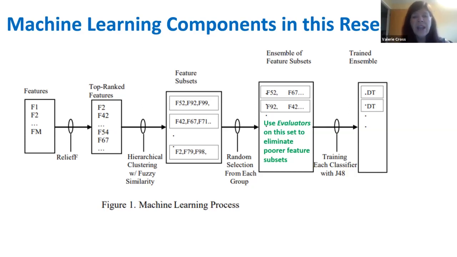Then we took a training classifier, just a simple J48 classifier, and created our base classifiers and used a majority voting method to decide whether this was a cancer diagnosis or not. The part you see in green is what we did to extend this work. We used feature subset evaluators.